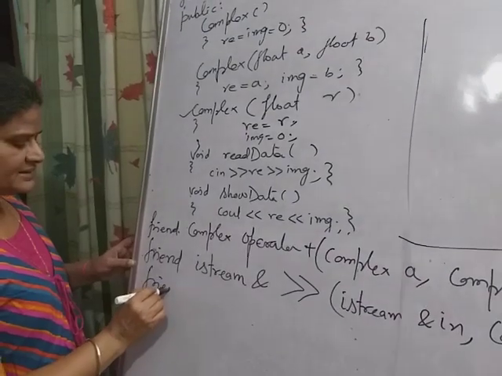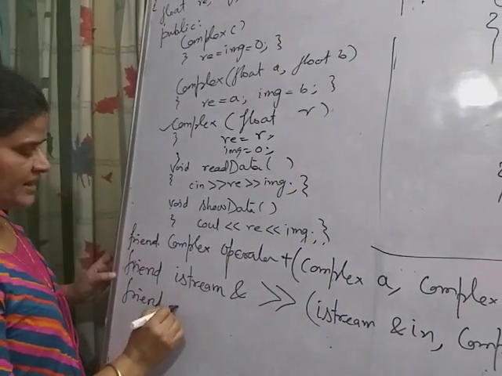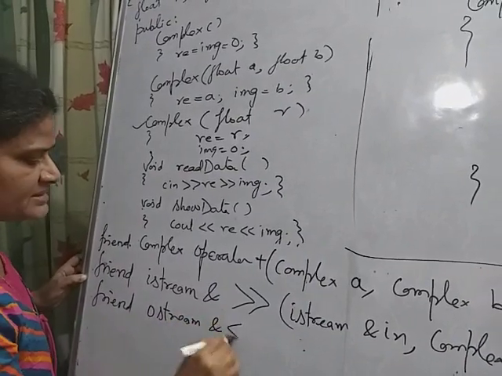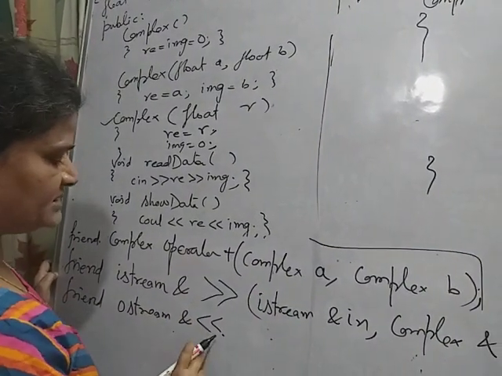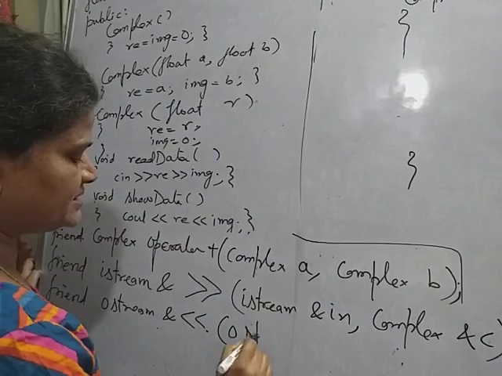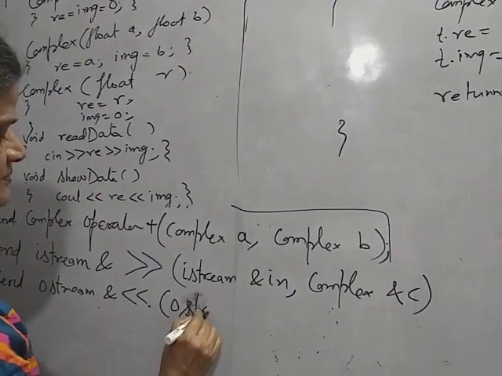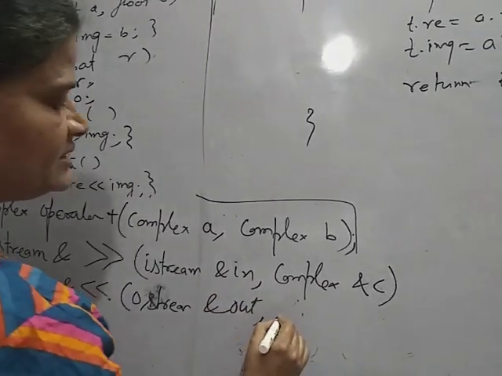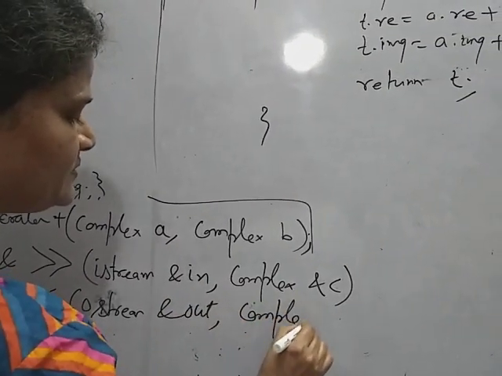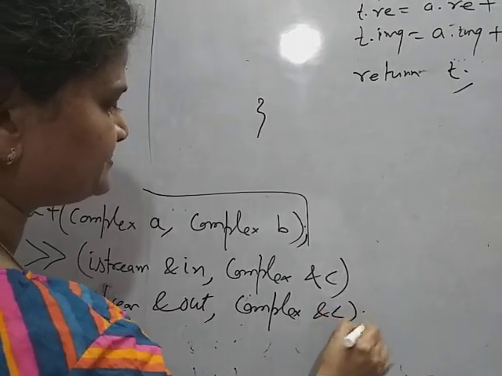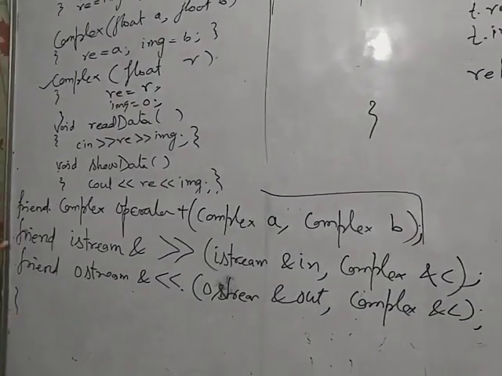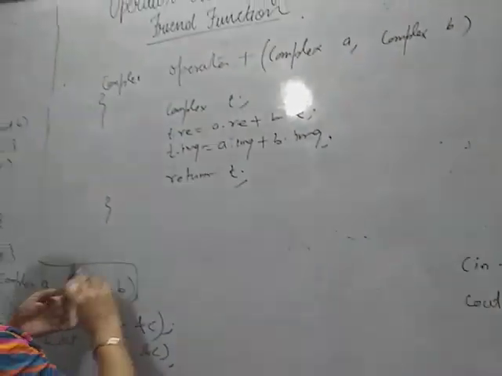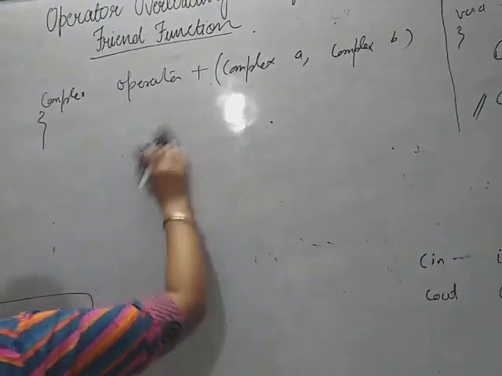Then the same way we overload: friend ostream reference, operator insertion, the first argument ostream reference out, and then complex C. Okay, because these are two friend functions, their definitions are required outside the class. So here I am writing the definition.